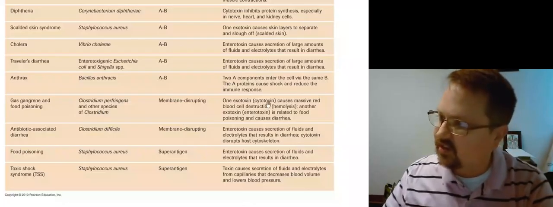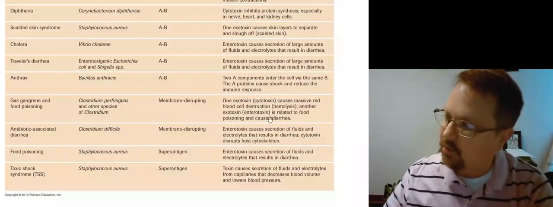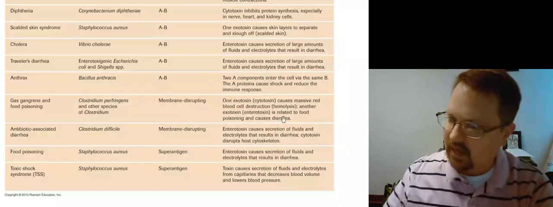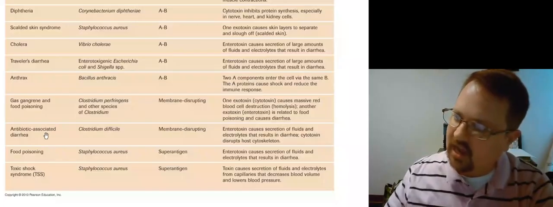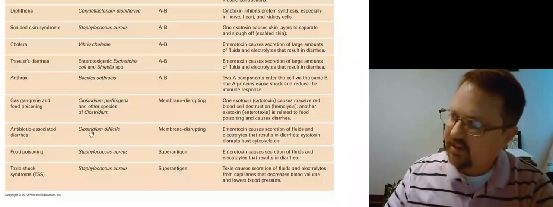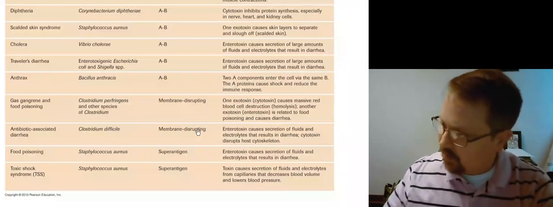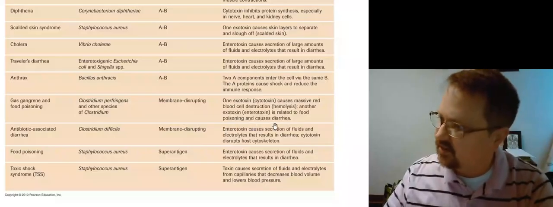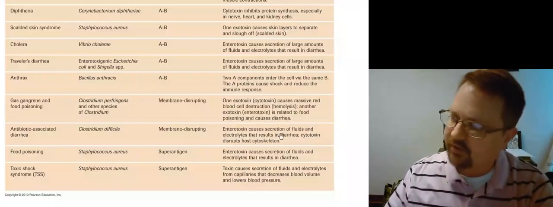There's a cytotoxin, massive red blood cell destruction, hemolysis. The enterotoxin will cause food poisoning, cause diarrhea, poop your guts out. The antibiotic-associated diarrhea, Clostridium difficile, C. diff. Membrane-disrupting toxin, enterotoxin causes you to secrete fluids and electrolytes, leading to severe diarrhea, and a cytotoxin disrupts the host cytoskeleton, causing damage.